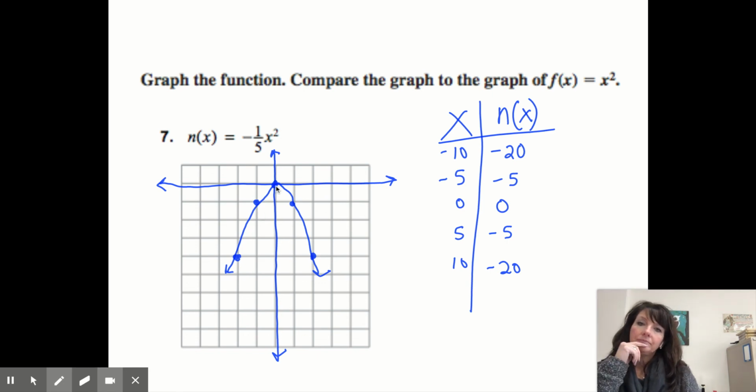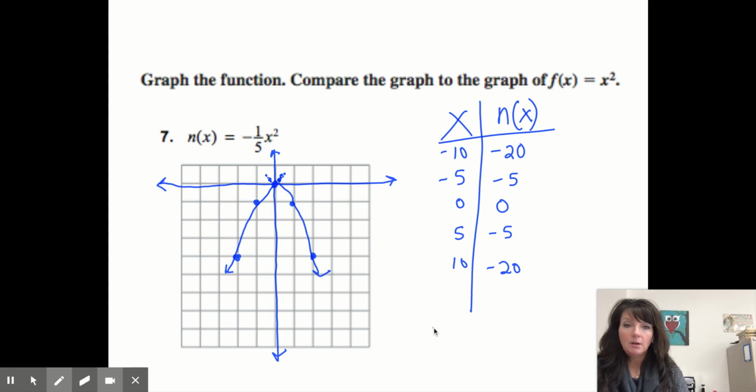Okay, so first of all, if I'm counting by fives, that means that my parent function would be something like that. All right, up here, parent function is right here, x squared. So that's still going to be opening up with the vertex of 0, 0, but it'll have 1, 1, and negative 1, 1. So you can tell that this one is wider.